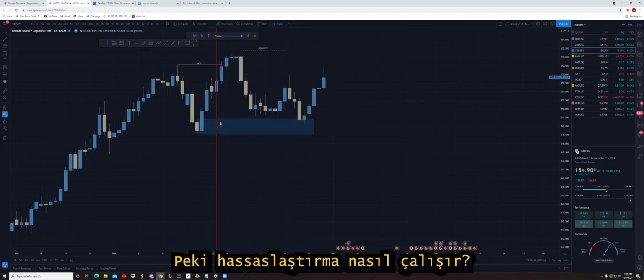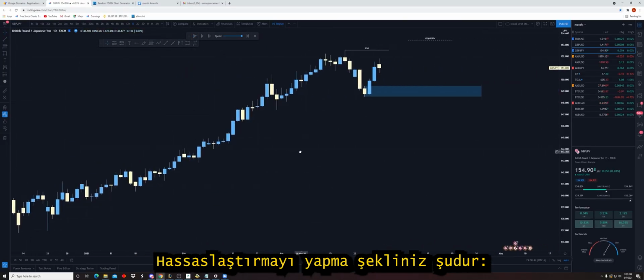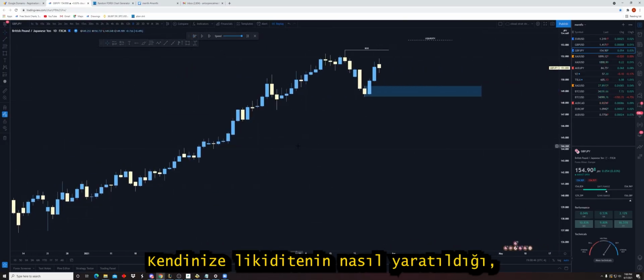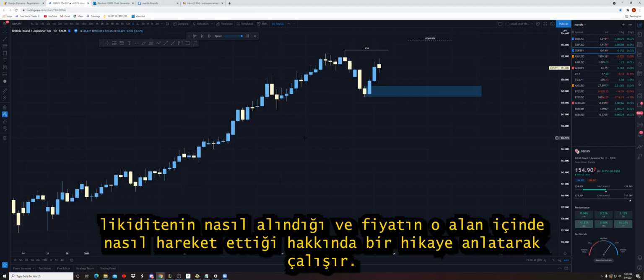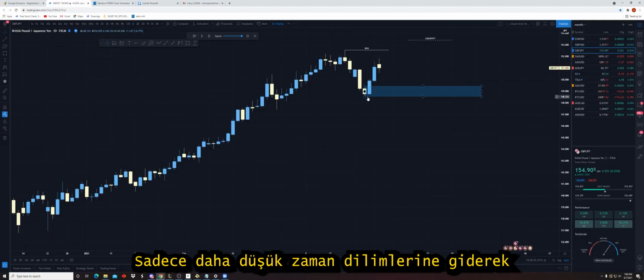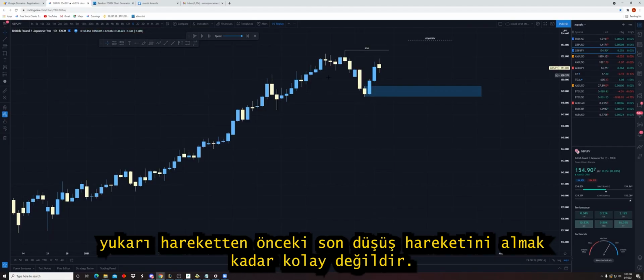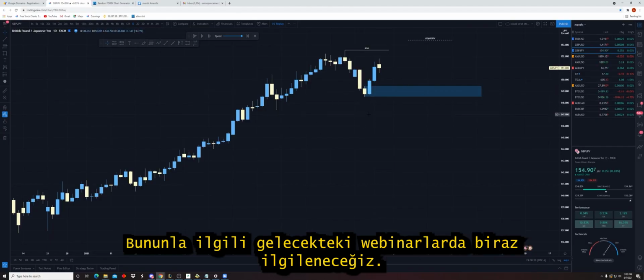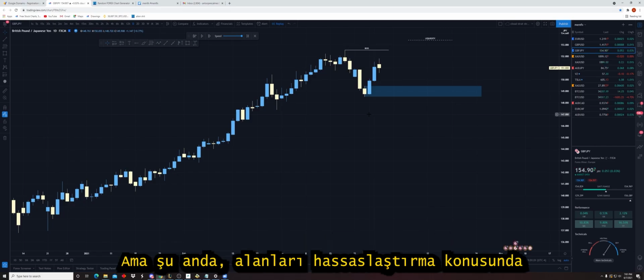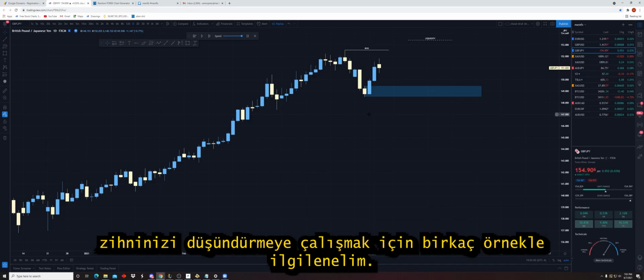The way you want to refine is you want to take that area, and the way refinement is going to work is by telling yourself a story about the way liquidity was created, the way liquidity was taken, and the way price moved within that area. It's not as easy as just taking the last down move before the up move by going to lower time frames. So we're going to deal with a little bit of this in webinars in the future, but right now, let's just deal with a few examples to try and get your mind thinking about how we go about refining areas.